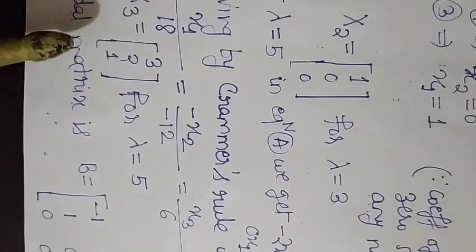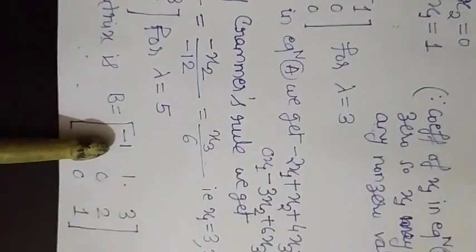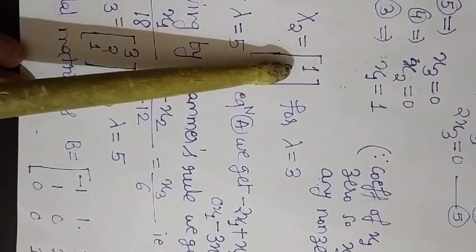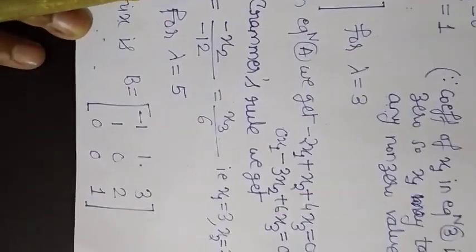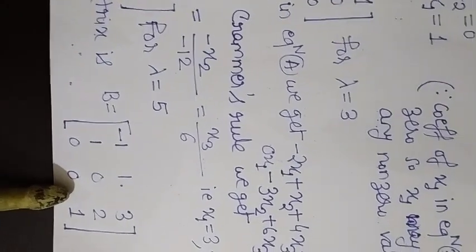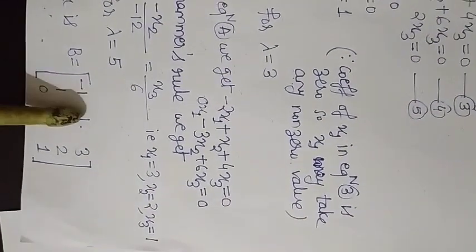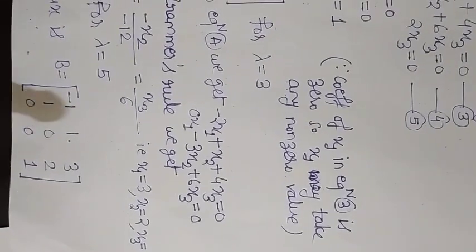So after getting all the eigenvectors, we can write the modal matrix. The first eigenvector is (minus 1, 1, 0), the second eigenvector is (1, 0, 0), and the third one is (3, 2, 1). So remember one thing: an eigenvector cannot be a zero vector. It should be a non-zero vector; at least one element should be a non-zero value.